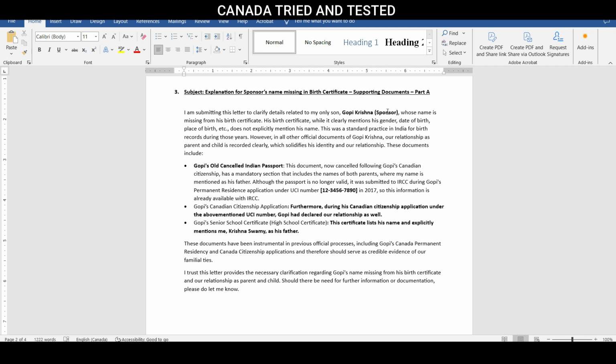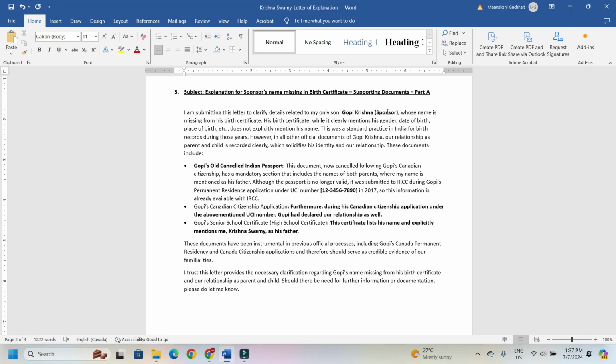Then Gopi's senior school certificate. This certificate lists his name and explicitly mentions me, Krishna Swami, as his father. So these are the documents. These documents have been instrumental in previous official processes, including Gopi's Canadian permanent residency and citizenship application. Therefore, they should serve as credible evidence of our family ties.